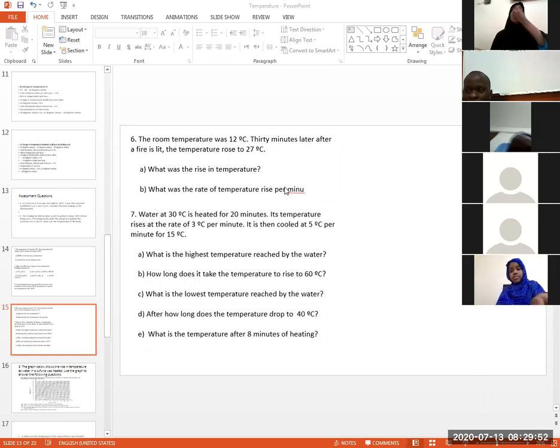Now tell us, how are you getting that? If 30 minutes equals 15 degrees Celsius, what about 1 minute? Good. By cross multiplication, you will be able to get 0.5 degrees Celsius per minute.